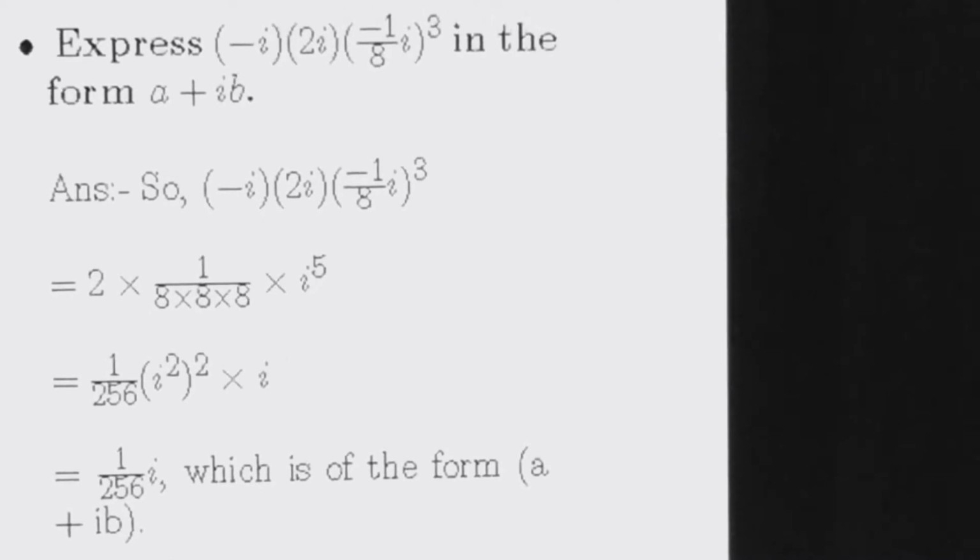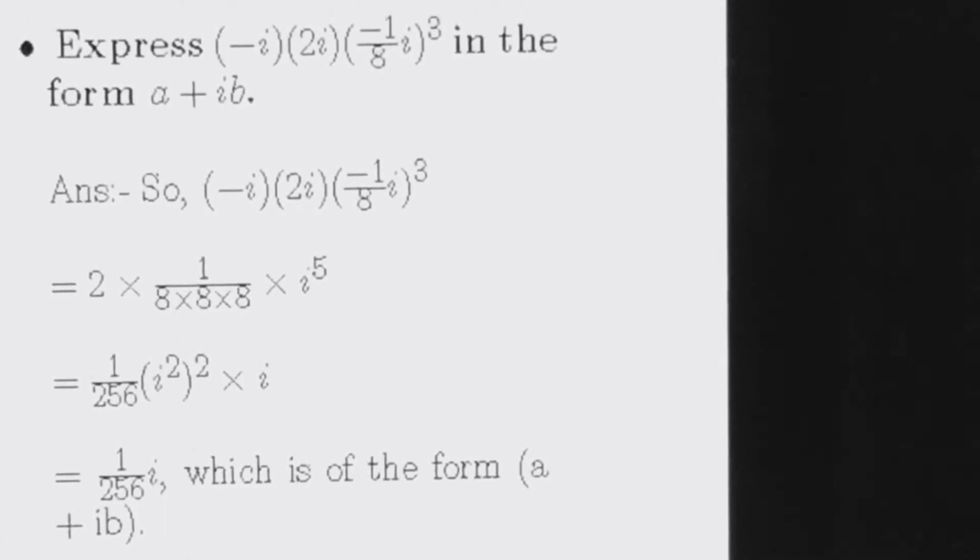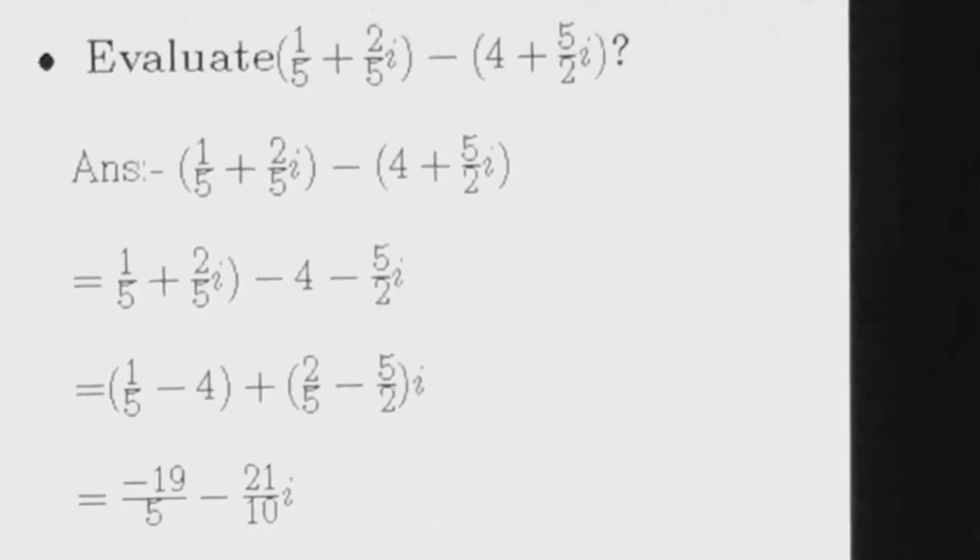Next question, express minus i into 2i into minus 1 by 8 i the whole cube in the form a plus ib. So minus i into 2i into minus 1 by 8i the whole cube is equal to 2 into 1 by 8 into 8 into 8 into i raised to 5, which is equal to 1 by 256 into i square the whole square into i, which is equal to 1 by 256i, and this is the form a plus ib. Evaluate 1 by 5 plus 2 by 5i minus 4 plus 5 by 2i.